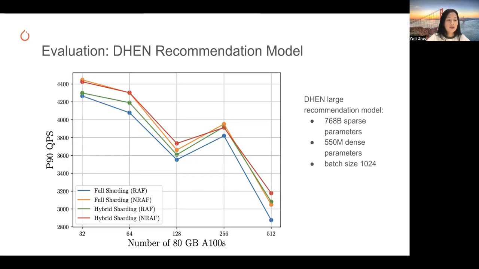For the large recommendation model, the large sparse tensors are sharded using a dedicated sparse sharder, while dense modules are sharded using FSDP. Experiment results showed FSDP can efficiently accommodate the large DHEN recommendation model. In particular, hybrid sharding showed better performance when running on a large number of GPUs, 512 GPUs here.